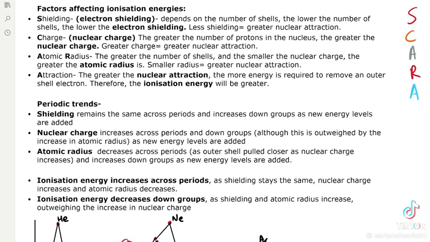So attraction, the greater the nuclear attraction, the more energy is required to remove an outer shell electron. Therefore, the ionization energy will be greater. So ionization energy is essentially a measure of the nuclear attraction to the outer shell electrons.